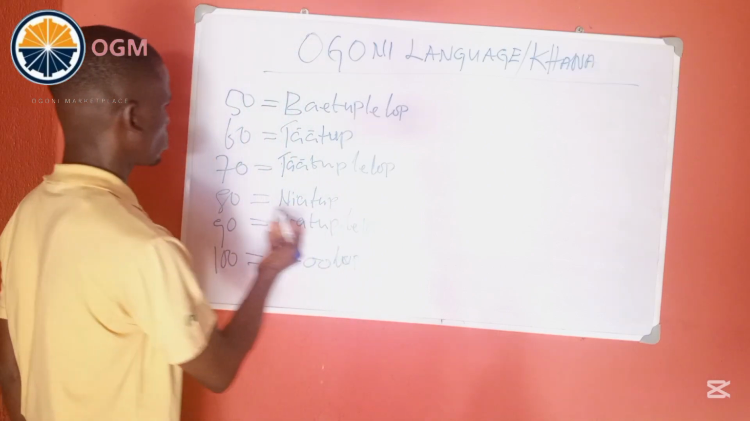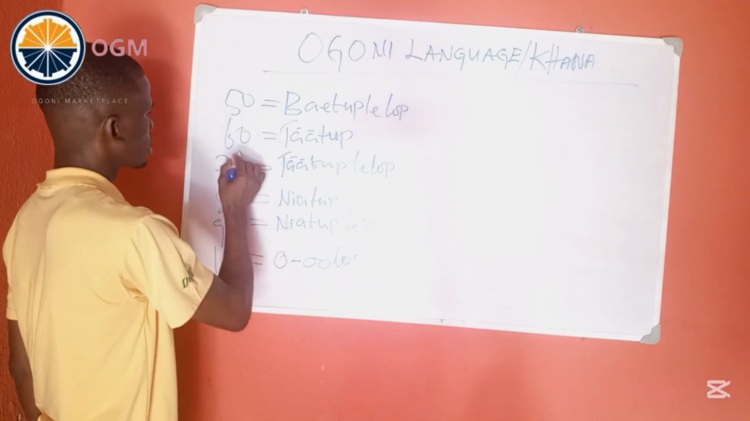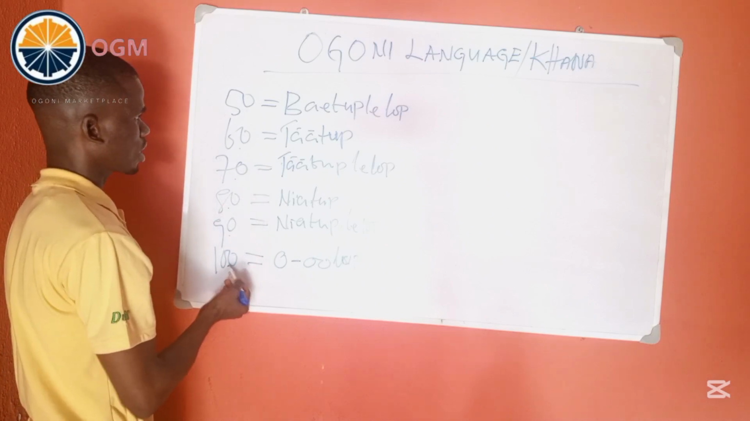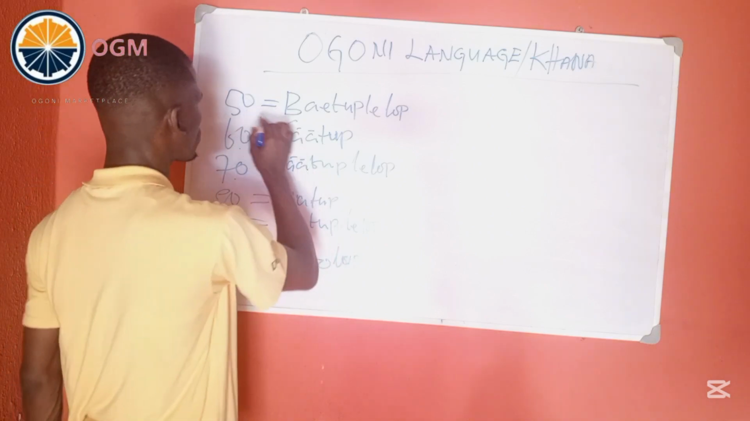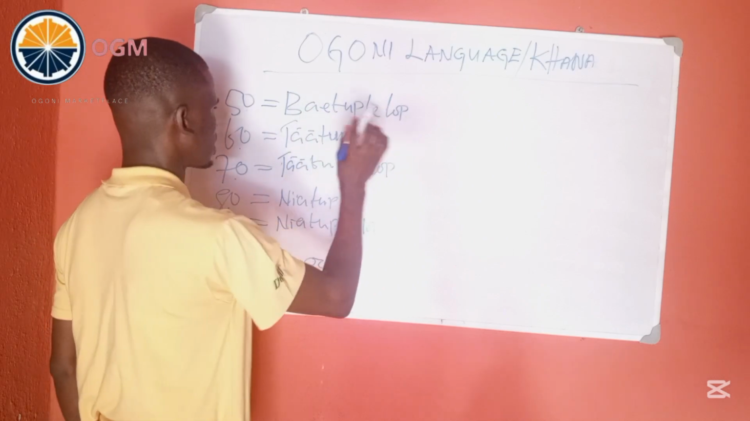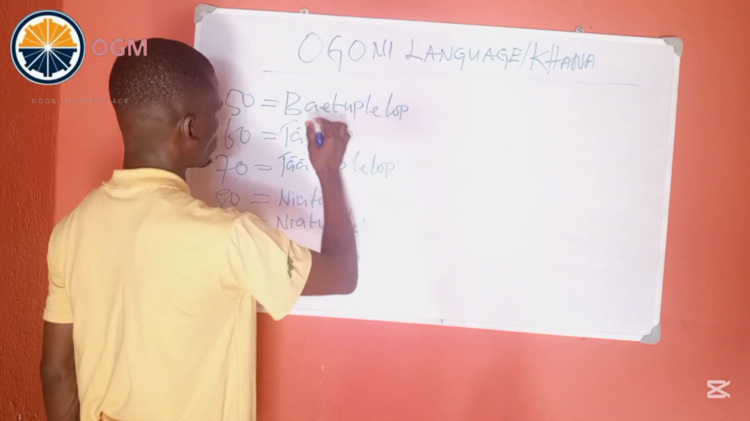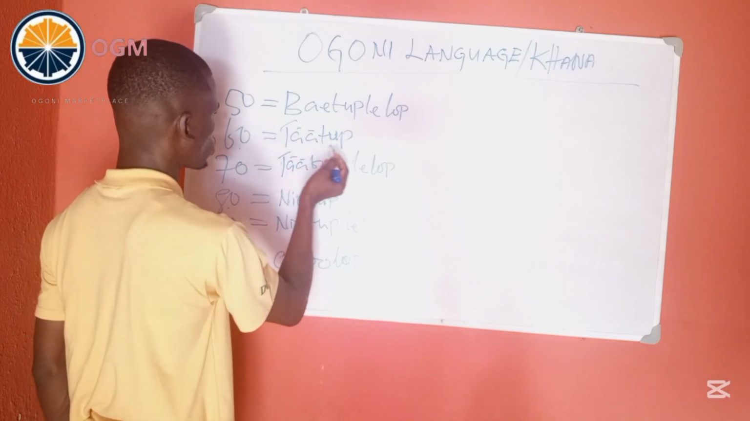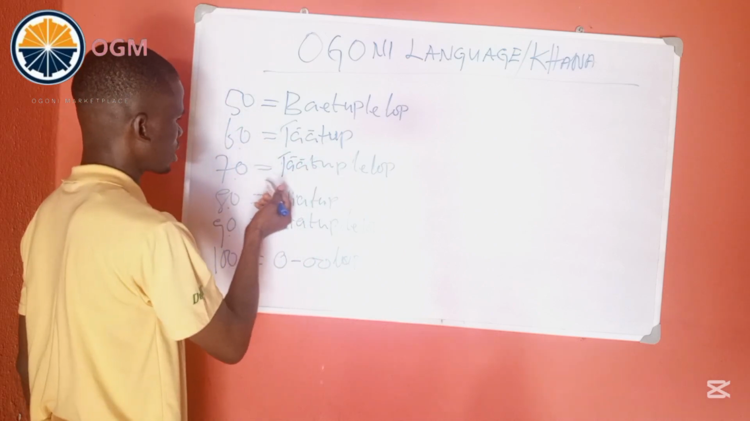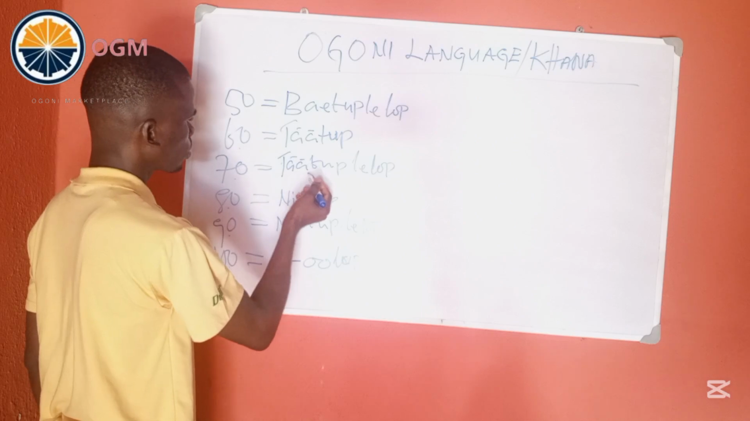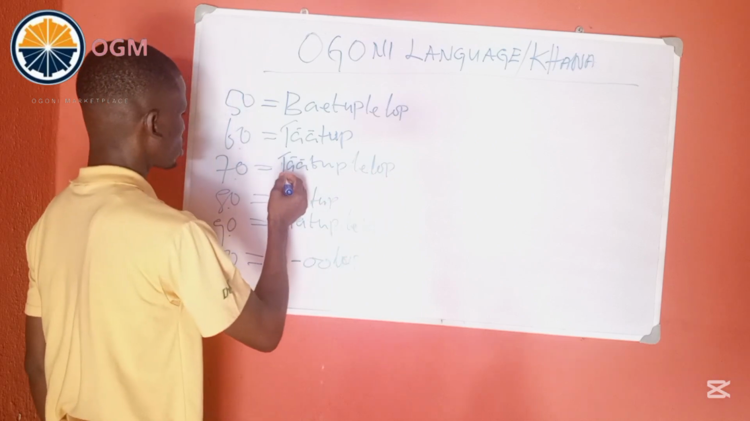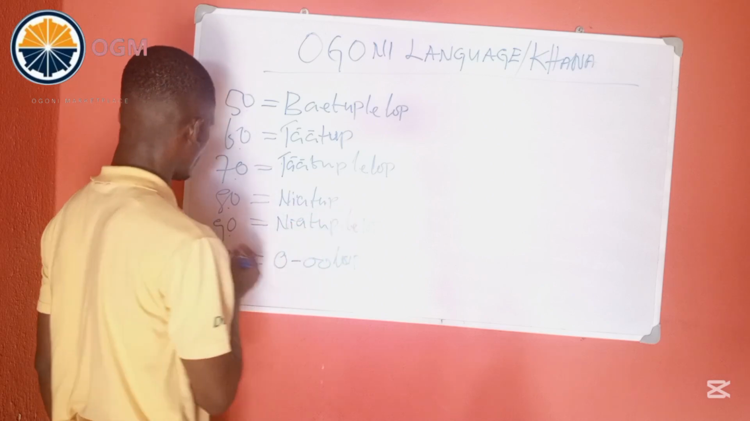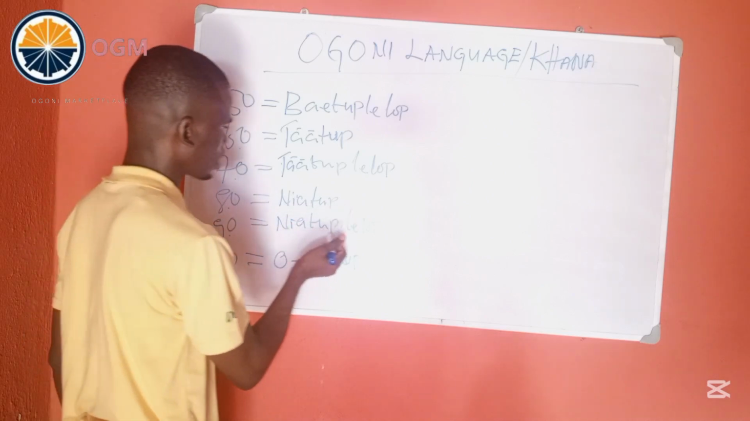So from the illustration on the board, this is 50, 60, 70, 80, 90, and 100. In Khana language, we call 50 Batup Lelo. That is 50 naira. 60 is Tatup. Then here we have 70, which is Tatup Lelo. Then 80, which is Niatup. Then 90, which is Niatup Lelo.